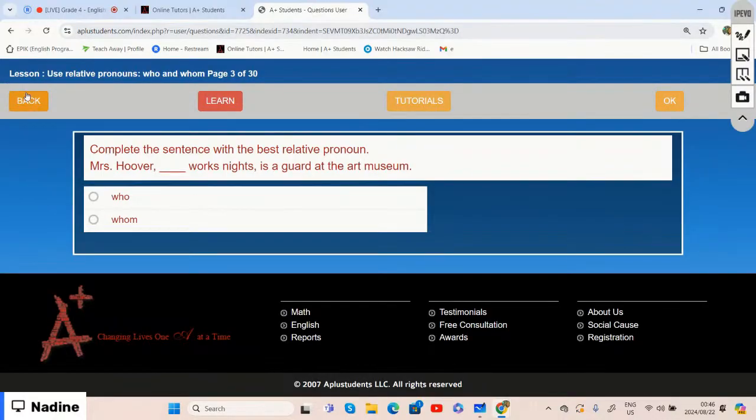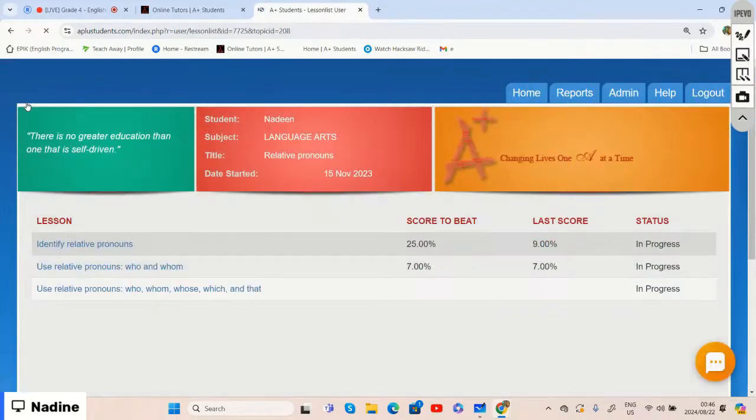All right, so that is now our lesson on relative pronouns, right? We said relative pronouns connect the noun or the pronoun with the correct phrase, and our relative pronouns are words like who, whom, which, that, and whose. Those are our relative pronouns.